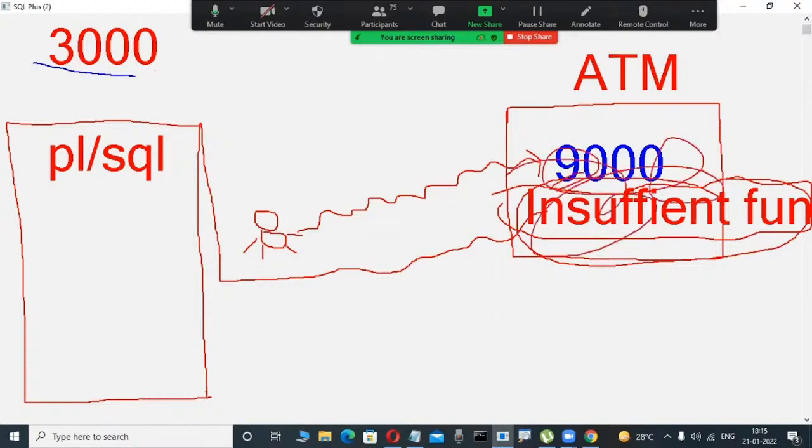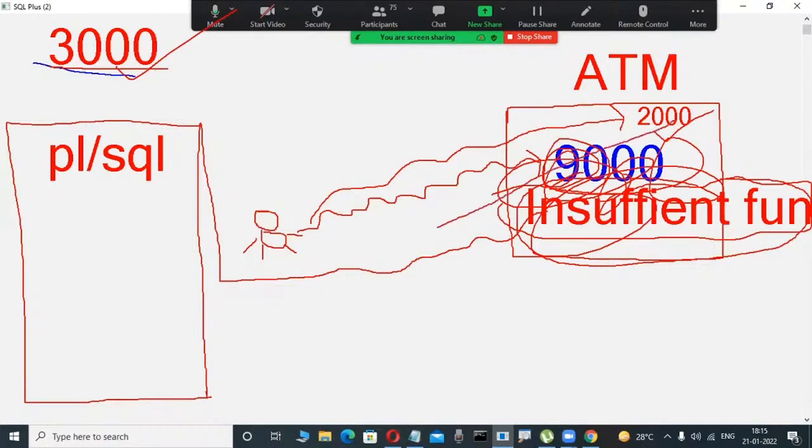Again, another scenario. For example, my balance is 3,000. Suppose I insert an ATM card and try to withdraw 2,000 rupees. Is it possible? Possible. Why? Because my balance is 3,000, and 2,000 is less than 3,000. That's why this withdrawal is possible. We are withdrawing 2,000 money in this example.